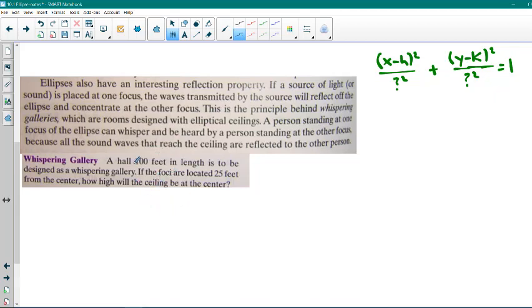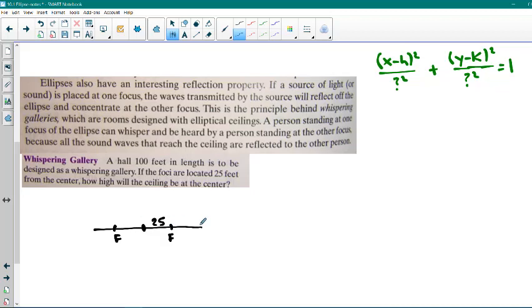So a hall 100 feet in length is to be designed as a whispering gallery. If the foci are located 25 feet from the center, how high will the ceiling be at the center? So we're trying to figure out how high to build this ceiling for this whispering effect to work.